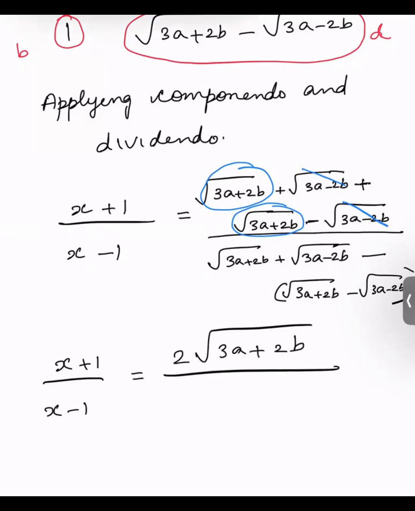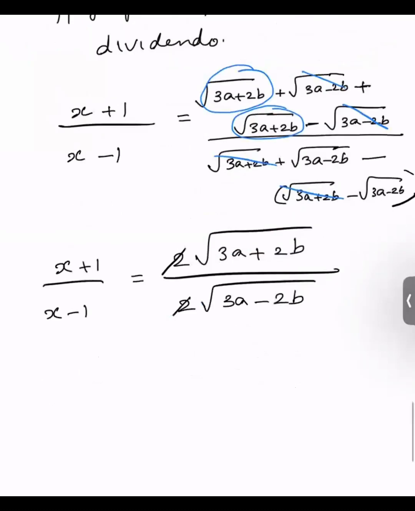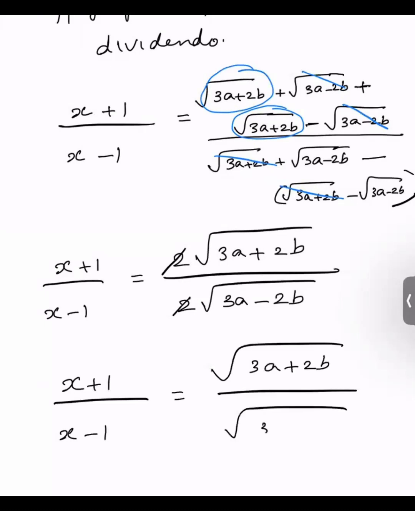denominator. In the denominator, which part will get cancelled out? Root 3A plus 2B minus root 3A plus 2B. This and this will get cancelled out. And what are you left with? 2 times root of 3A minus 2B. This is what you are left with. So this 2 and this 2 I can cancel out, and what I am left with is X plus 1 divided by X minus 1 equal to root of 3A plus 2B divided by root of 3A minus 2B.